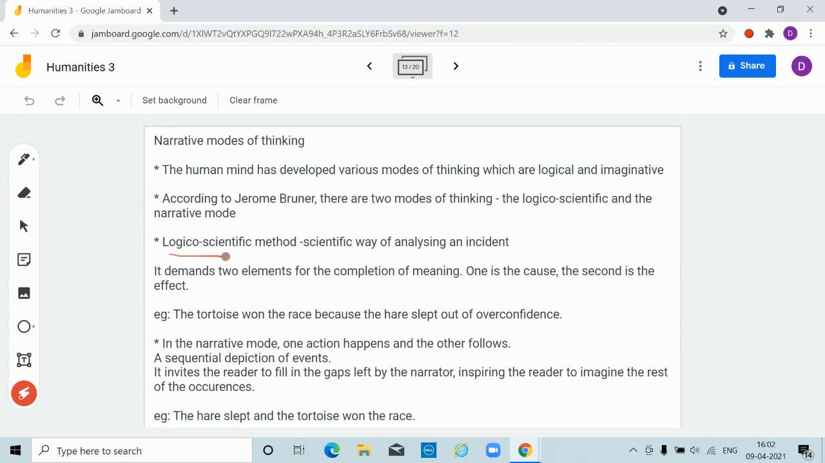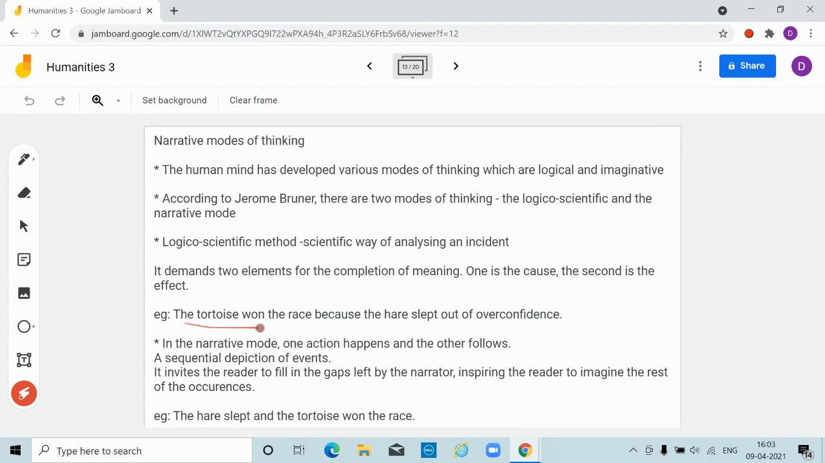Now, what do you mean by the logical scientific mode of thinking? It is the scientific way of analyzing an incident. It demands two elements for the completion of meaning. The first element is the cause, and the second element is the effect. So, in the logical scientific method, meaning is completed only when you know the cause of an incident.